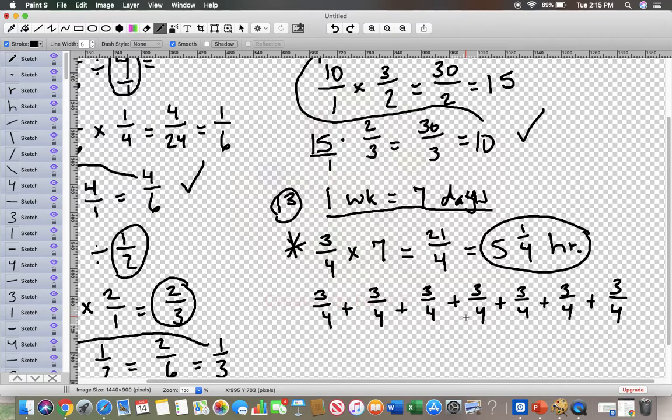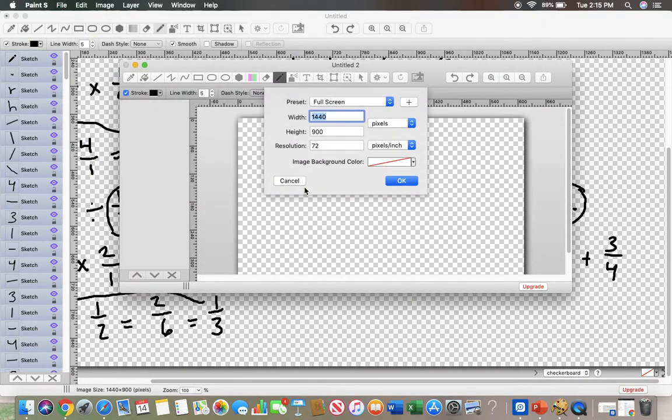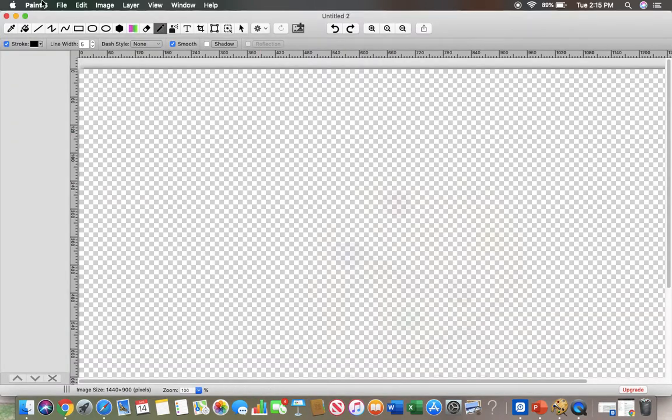I'm going to let you do numbers 14 and 15 on your own because you'll need to solve number 14, I believe, before you can solve number 15. So let's do one more then. Let me get one more piece of paper out. Let's try number 17 together.